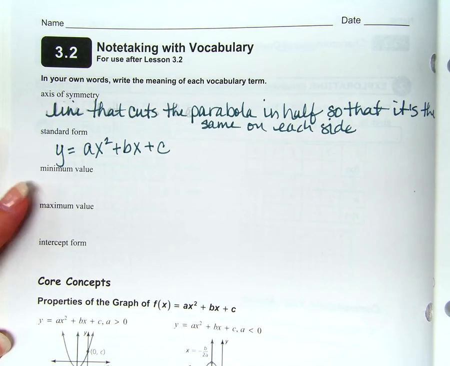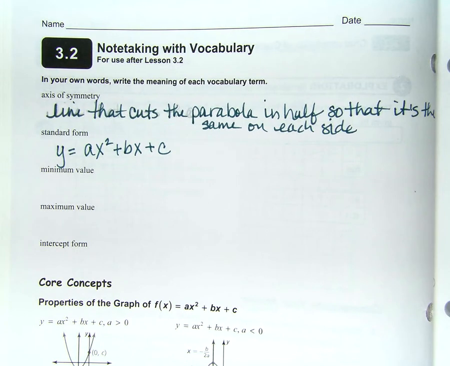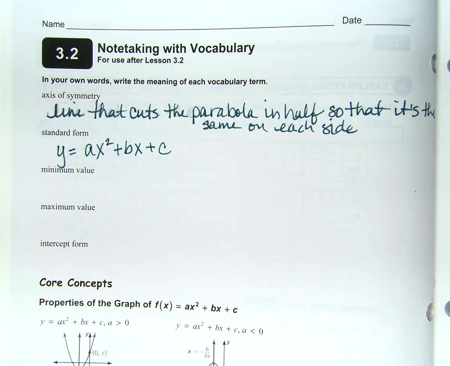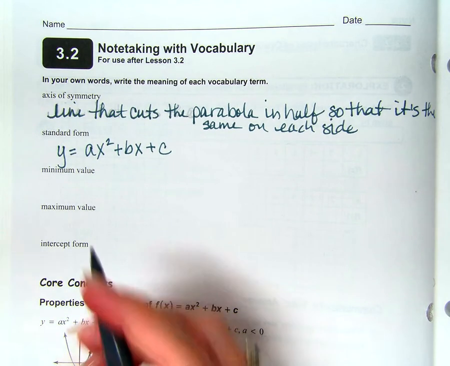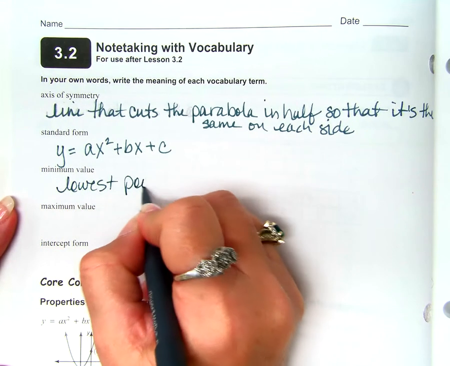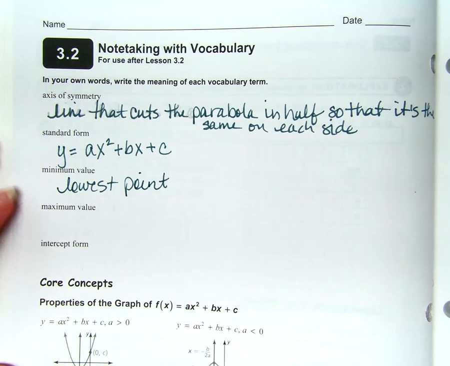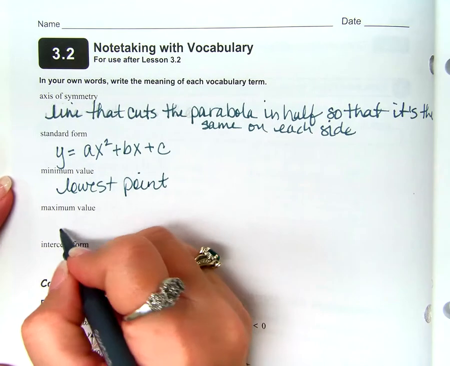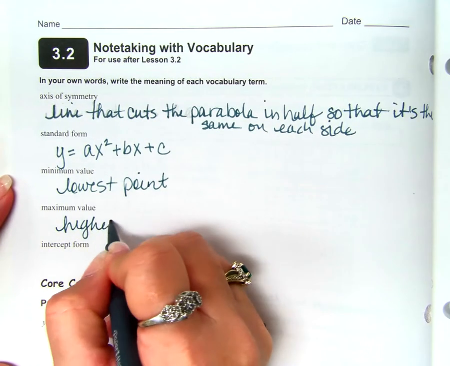What about minimum value? When I asked this earlier, they looked at me like I was an idiot. You're really going to ask us what a minimum value is? Well, yeah, I have to, because some people might not know. If we're talking about a graph, what is a minimum value? Very good. The lowest point. So what is a maximum value? Oh my gosh, highest point.